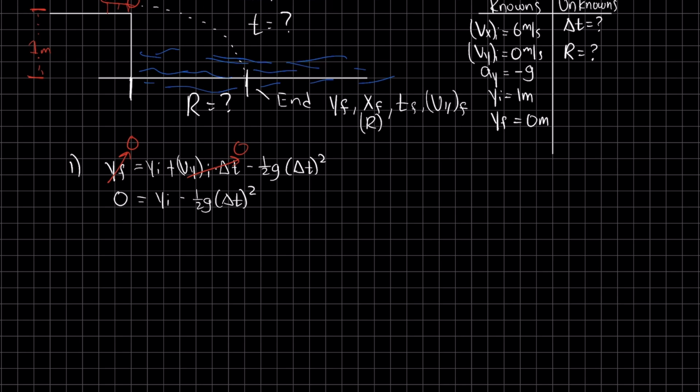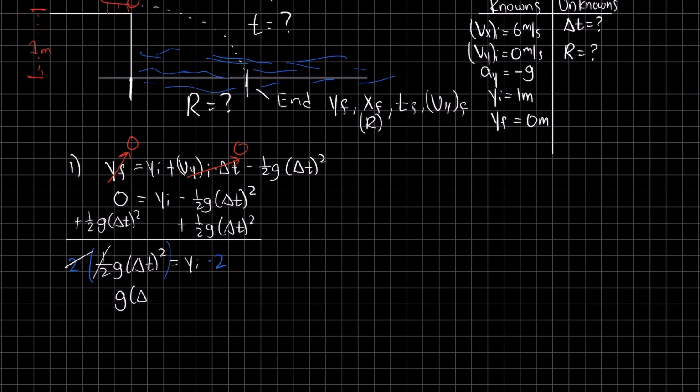I get 0 equals yi minus 1/2 g delta t squared. I'm going to add this 1/2 g delta t squared to both sides to make everything positive and then simplify and solve for delta t. On the right hand side, I'm going to get 1/2 g delta t squared equals yi. What I'll do is I'm going to multiply by 2 on both sides in order to cancel out this 1/2, and I'm going to get that g delta t squared equals 2yi.